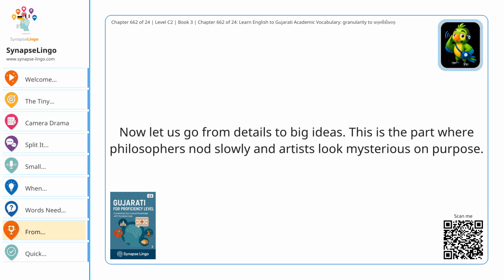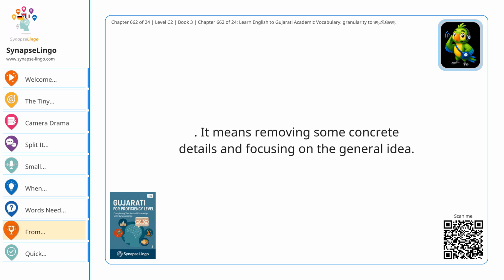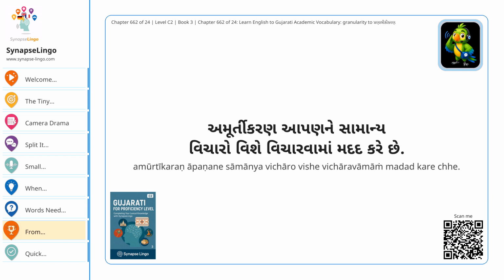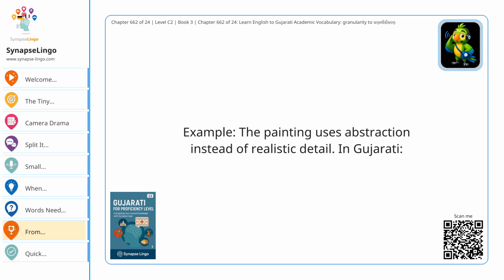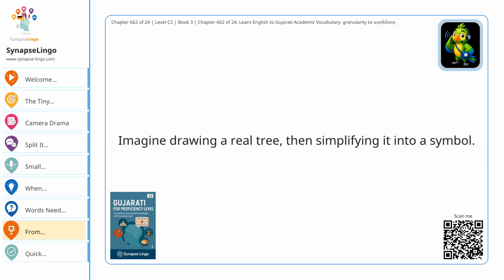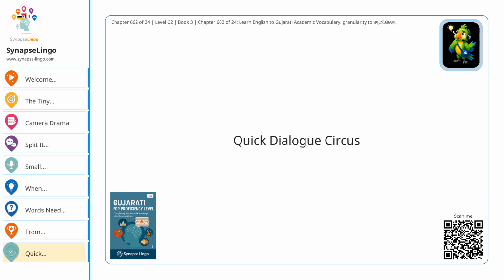This is the part where philosophers nod slowly and artists look mysterious on purpose. Abstraction is અમૂર્તીકરણ. It means removing some concrete details and focusing on the general idea. Example: abstraction helps us think about general ideas. In Gujarati: અમૂર્તીકરણ આપણને સામાન્ય વિચારો વિશે વિચારવામાં મદદ કરે છે. Example: the painting uses abstraction instead of realistic detail. In Gujarati: આ ચિત્ર વાસ્તવિક વિગતોને બદલે અમૂર્તીકરણનો ઉપયોગ કરે છે. Imagine drawing a real tree, then simplifying it into a symbol. That leap toward idea land is અમૂર્તીકરણ.